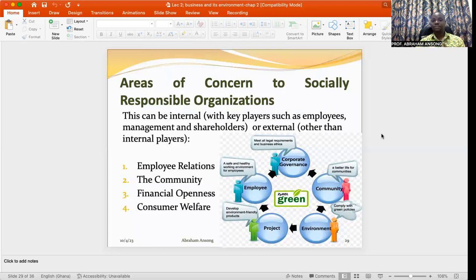Then we have the community, representing society as a whole. Then we have financial openness. This is important for other stakeholders such as investors or creditors. Once you prepare and present credible financial statements, that becomes a form of social responsibility to them. They want to know what is going on. Companies that comply with that requirement are seen to be responsible companies by those types of stakeholders.